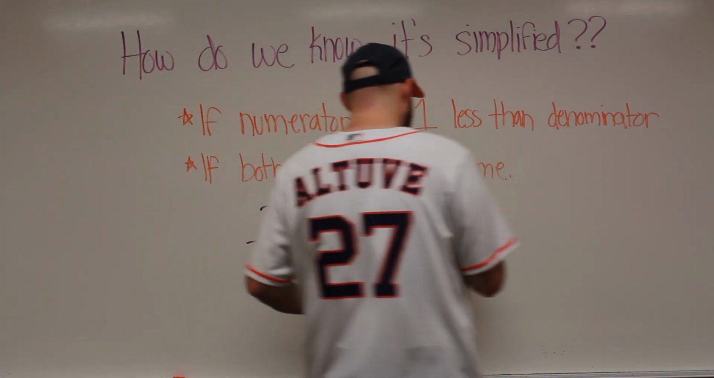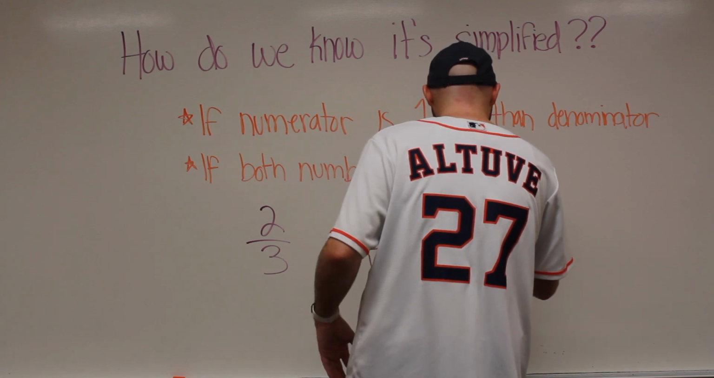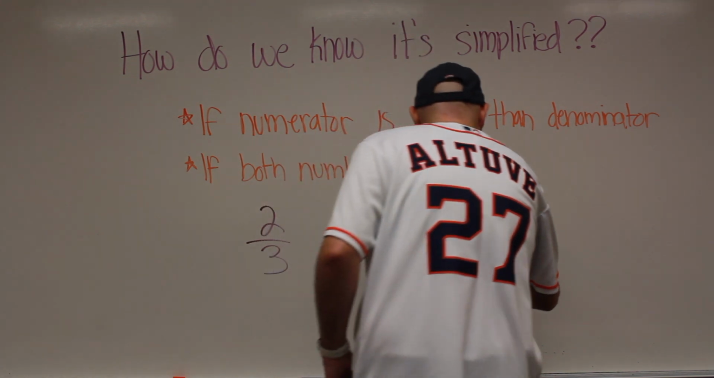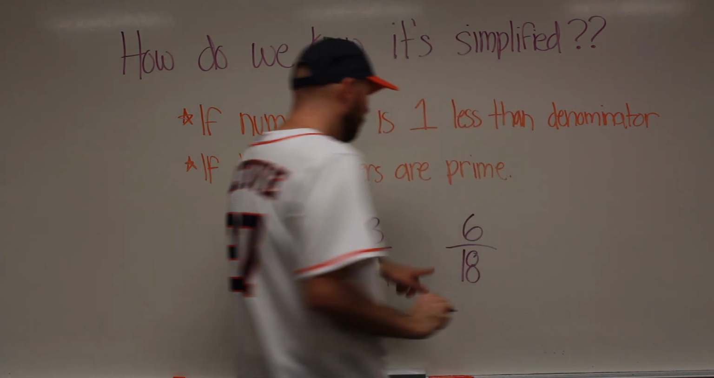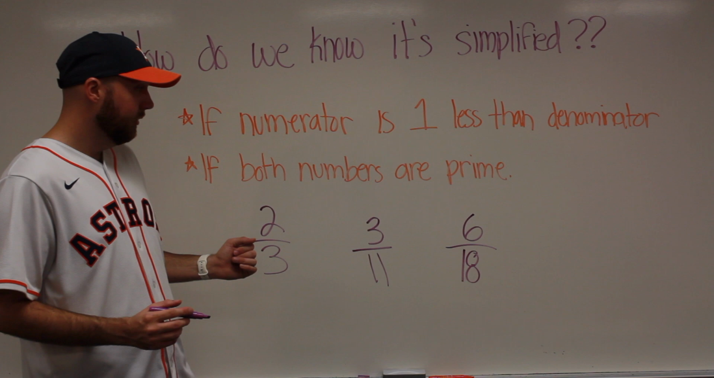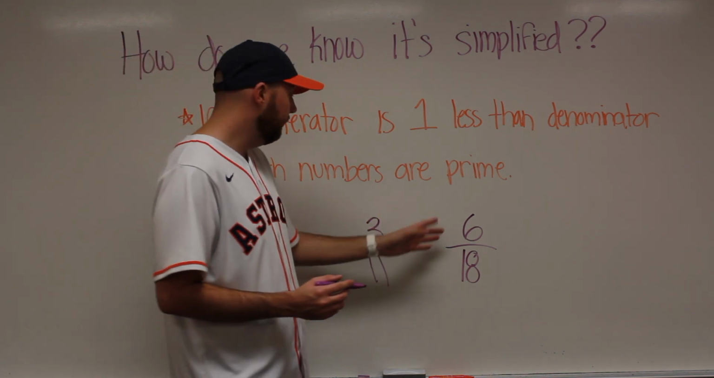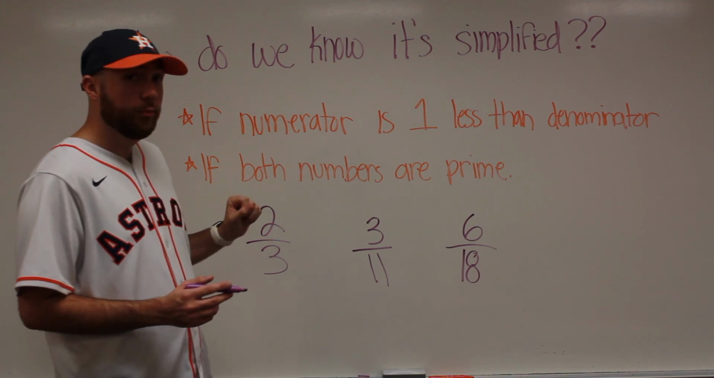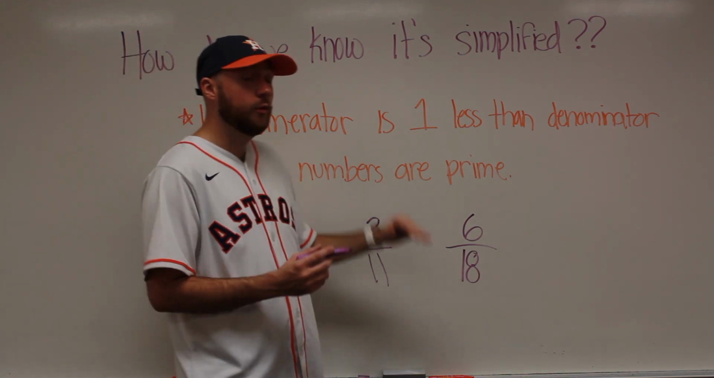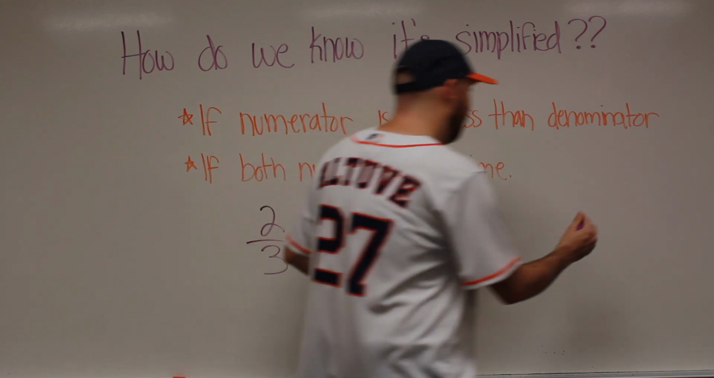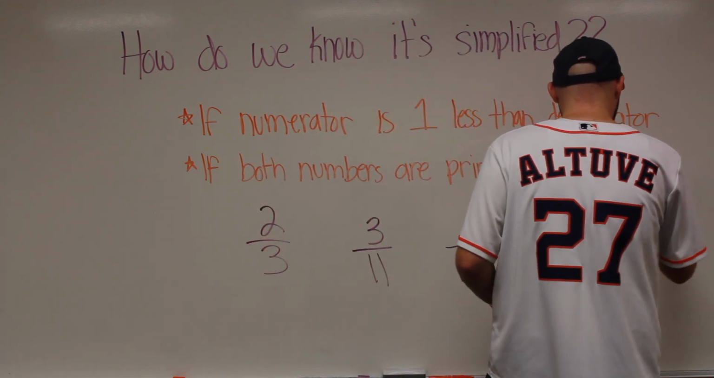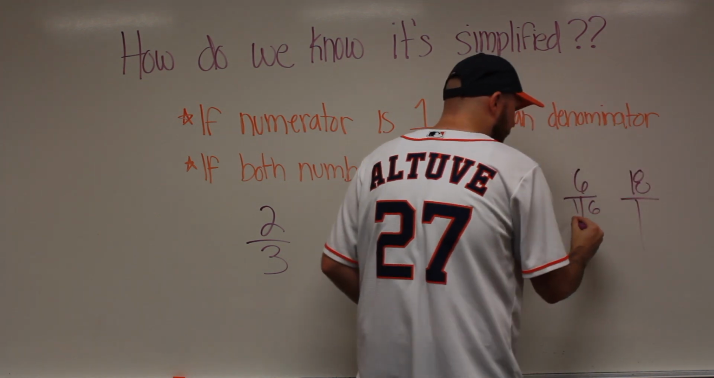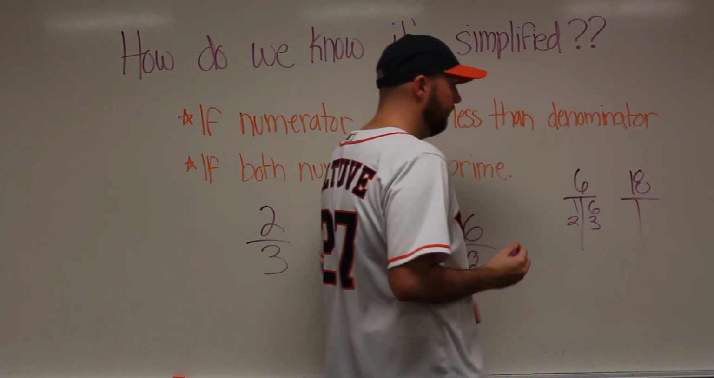Now what if we had, let's try 6/18, right? So we have this, okay, the numerator is not 1 less than the denominator, and they both aren't prime numbers. So I know I can simplify this. That's how we'll know, right? If I do my table, strongly suggest doing the tables. 1 times 6 gets you 6, 2 times 3 gets you 6, and that's about it.